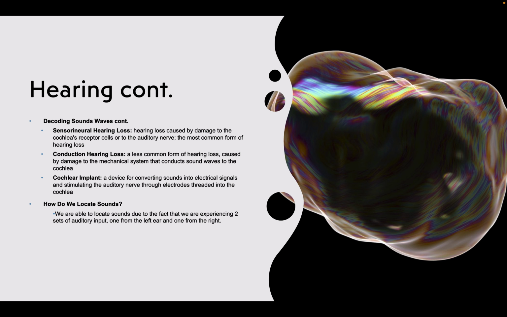The cochlear implant is a device for converting sounds into electrical signals and stimulating the auditory nerve through electrodes threaded into the cochlea. So these are the two most common types of hearing loss.